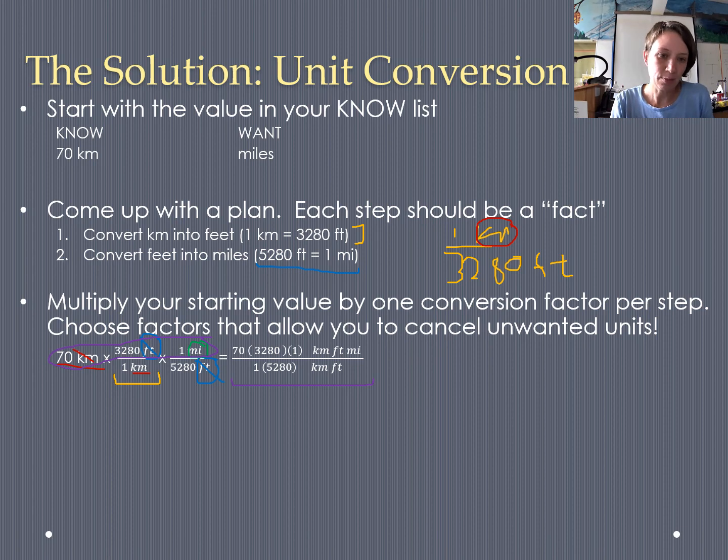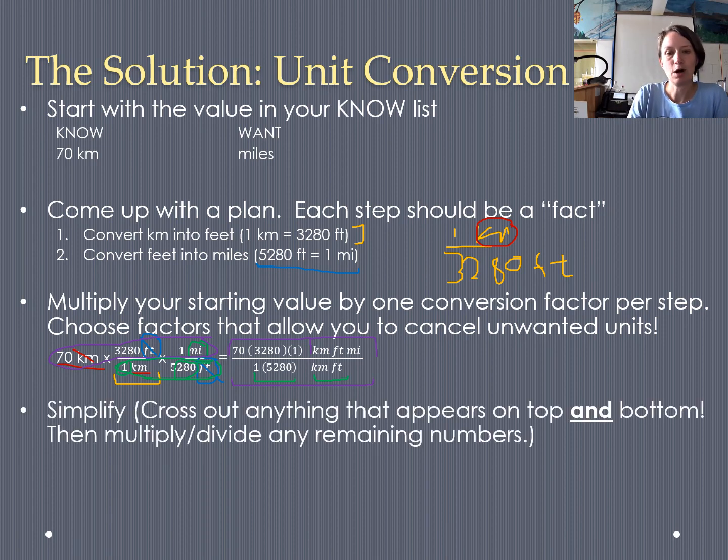So what I did is I put all the numbers together, 70 times 3280 times 1, and then I put all the units together, kilometers times feet times miles, on the top. Then I went through the same process on the bottom. On the bottom of the fraction, I just have these two pieces right there, 1 kilometer and 5280 feet. But again, I'm going to bundle together those numbers, 1 times 5280, which come from here, right? And I'm going to bundle together the units, kilometers times feet. Okay, and I'll show you why I want to do that in just a second.